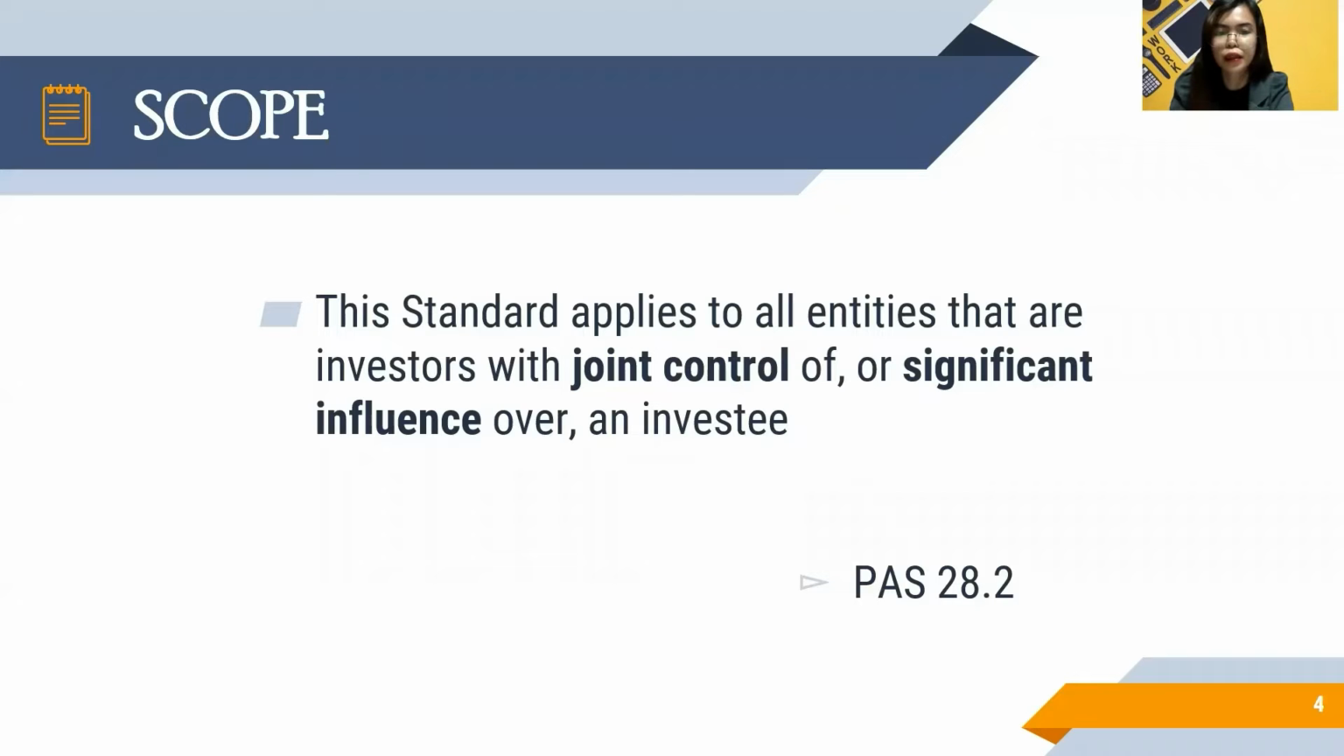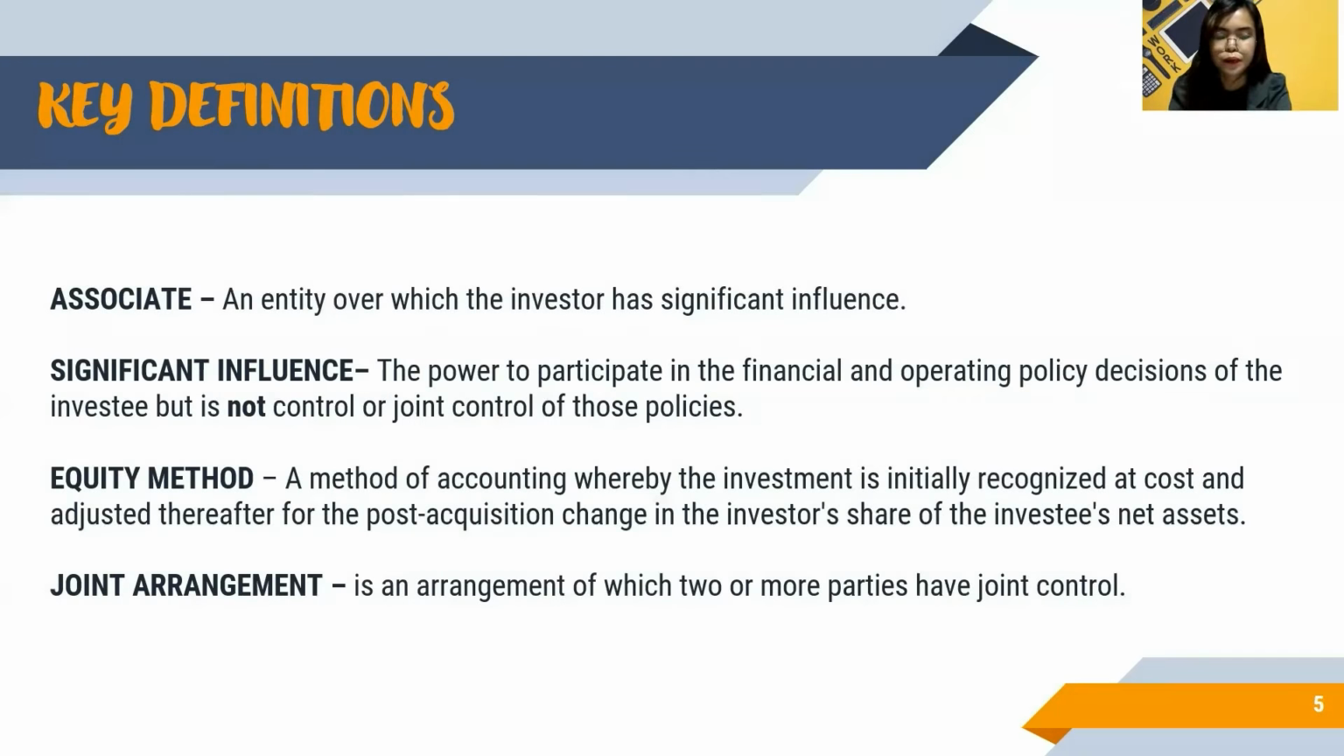Next, for the scope of PAS 28, this standard will be applied to all entities that are investors with joint control of or significant influence over an investee. So, dalawa lang yan kapag joint control sa joint venture and kapag significant influence naman sa investment in associate. So, take note, this does not apply to investment in associate held by venture capital organization, a mutual fund, a unit trust, and a similar entity, including investment-linked insurance funds kasi lahat sila ay to be governed by PFRS 9, financial instruments. So, we will discuss some key definitions from PAS 28.